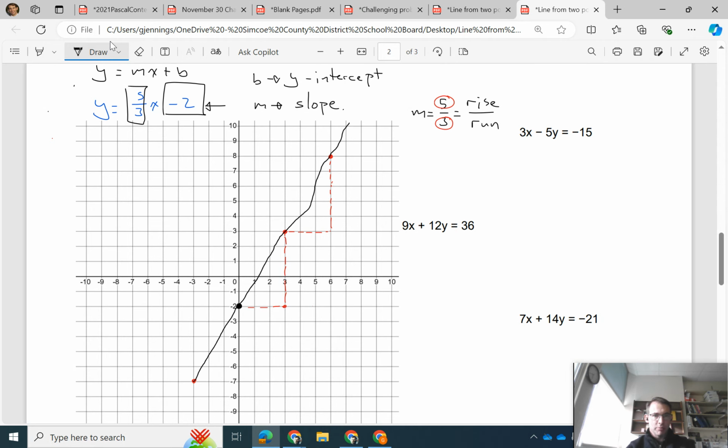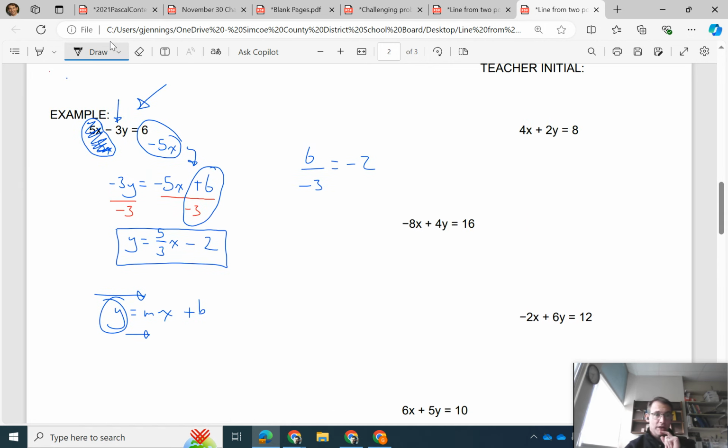Ooh, that went bendy weird. Anyway, I thought I was doing pretty well, not bendy weird. But anyway, it's not a beauty contest. And then that will be my line. Proudly label it y equals 5/3 x minus 2. Okay? And that is the same thing algebraically as this.